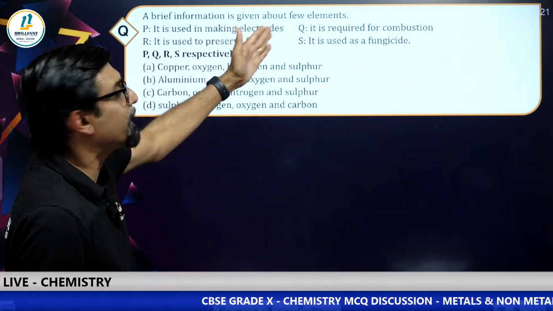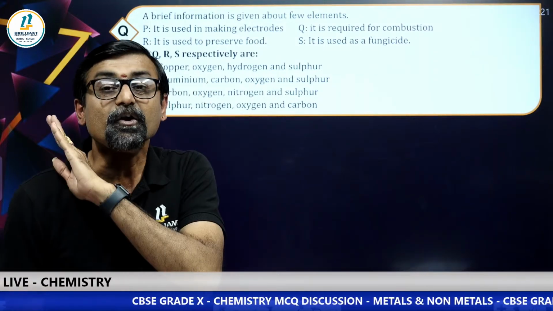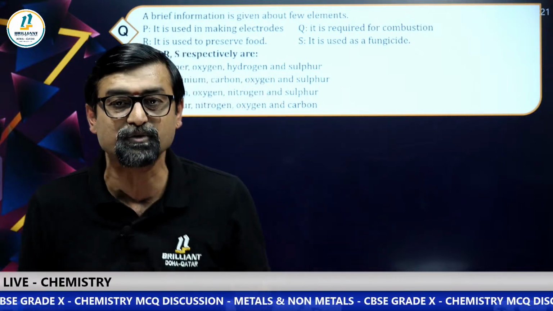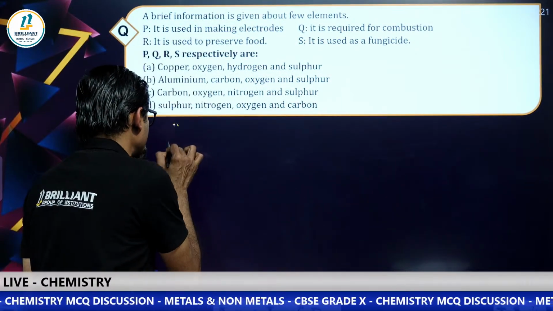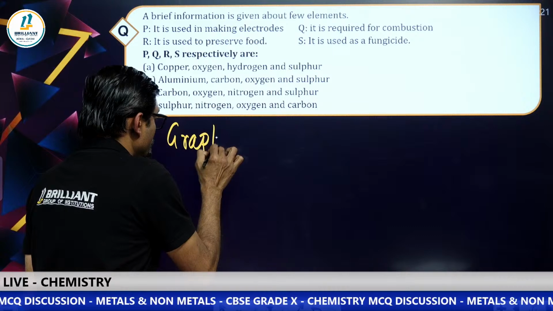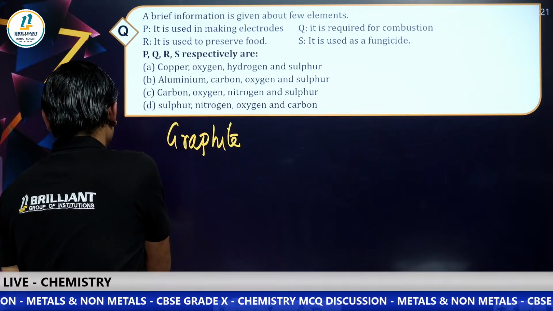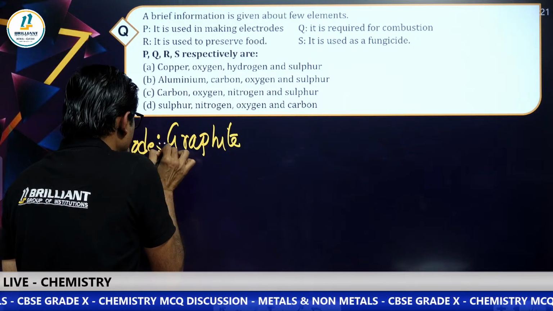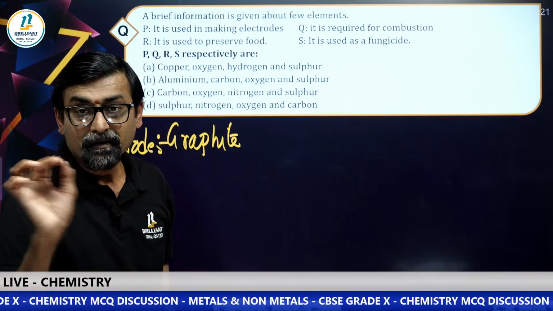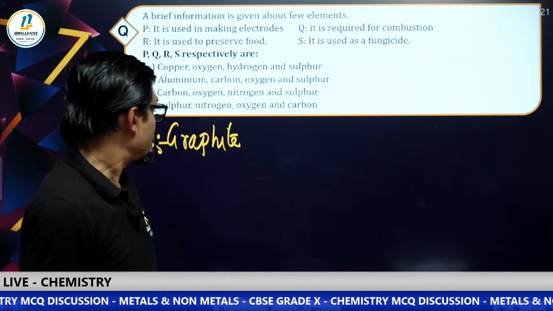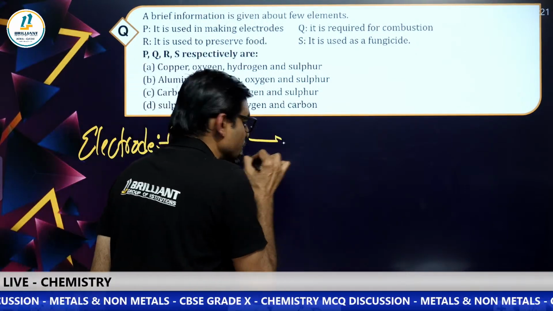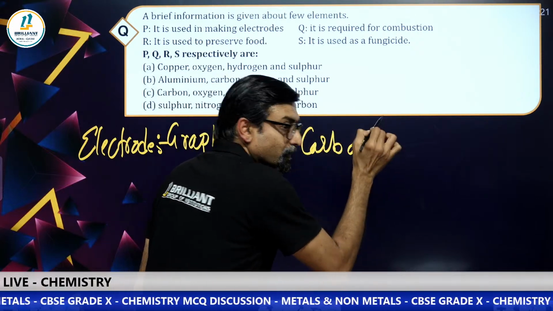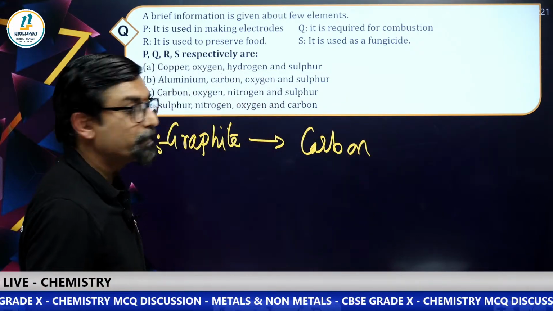Which is the element used in making electrodes? Electrodes, commonly, he didn't mention any specific. So commonly, electrodes means we take graphite. Metal electrodes are different again. We are talking about a general electrode. Common electrode means graphite, anode. Graphite is nothing but an allotrope of carbon.